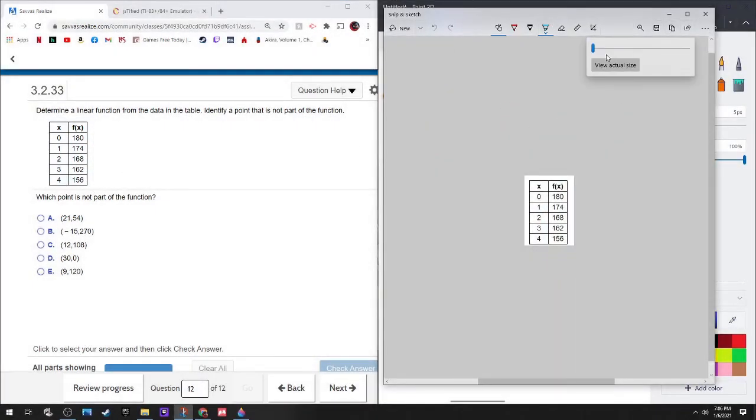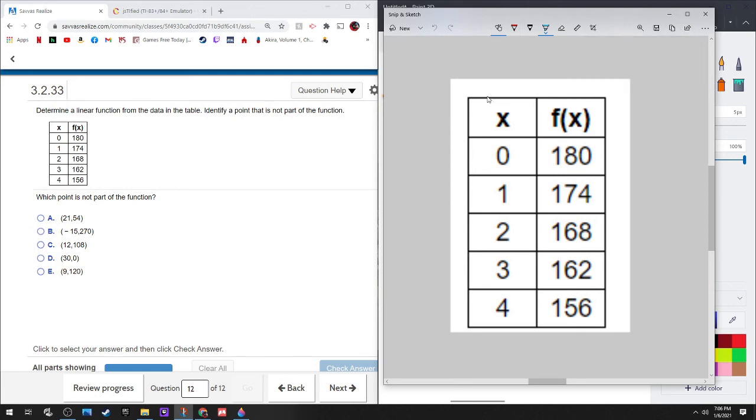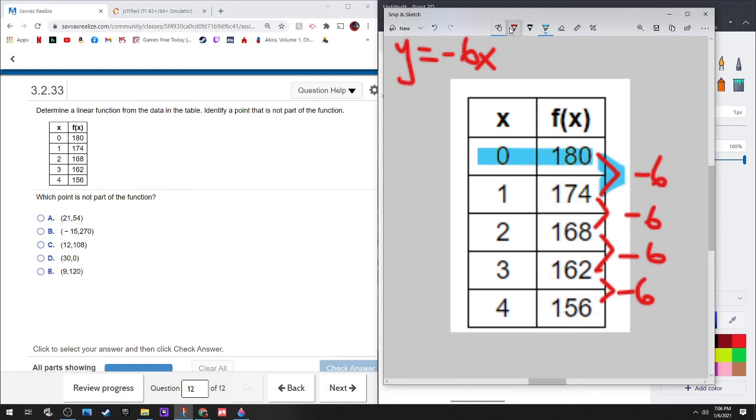So what I can do, let's figure this out. Well, these are going by ones. The x's are going by ones. That's simple. What are the y's doing? 180 to 174. So that's going down by 6. Then 174 to 168, that's going down by 6. Okay, so it's going down by 6 every time. So I could say this is y is equal to negative 6x. I just need to find out when x is 0. Oh, 180 plus 180. Cool.